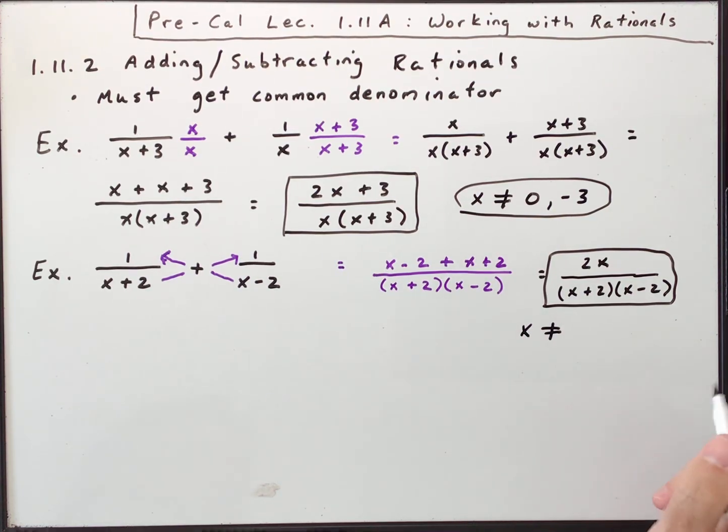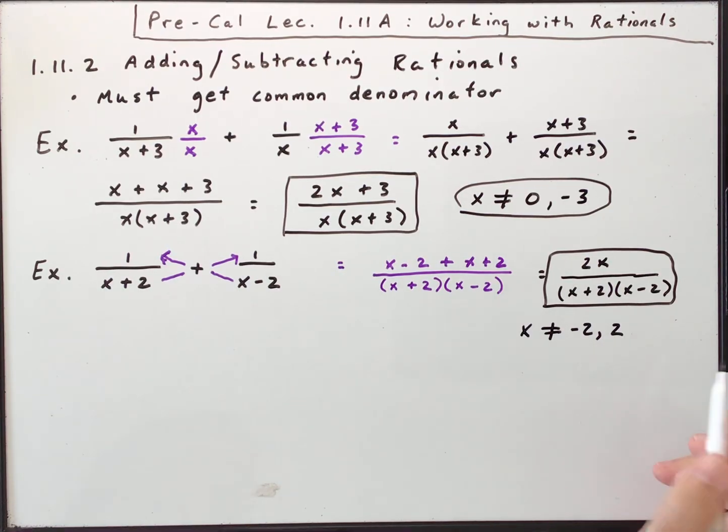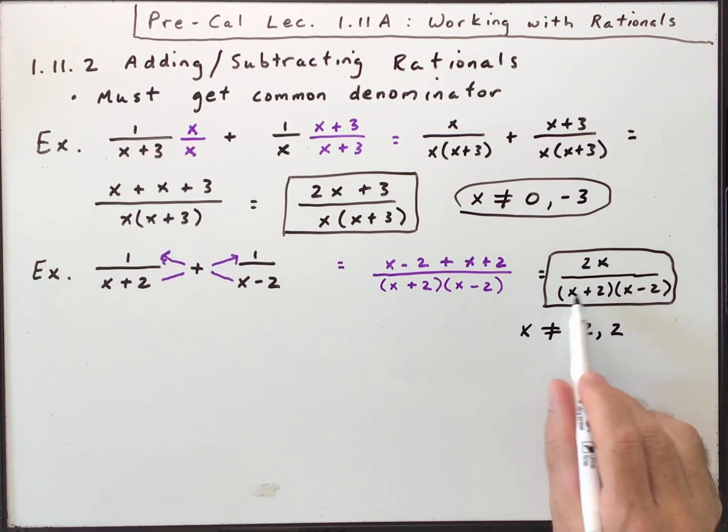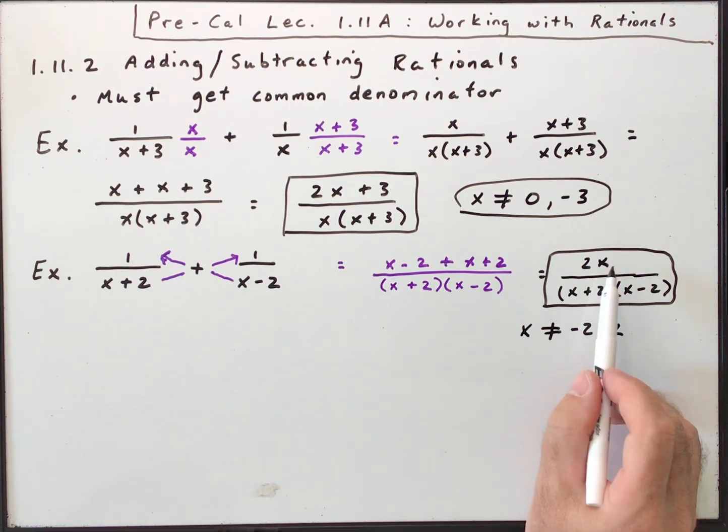X cannot be what? Can't be -2 or +2. All right, because either one of those would make the denominator 0. We don't care about the numerator. The numerator can be 0.